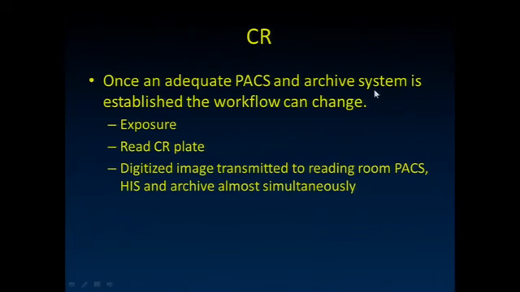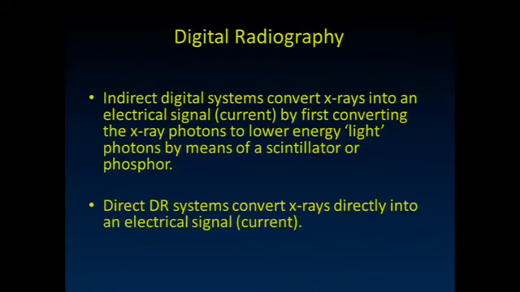Once adequate PACS, archiving systems, and networks were available, now you could expose, read the CR plate, and transmit that digitized image. And I'm sure most of you do a lot of that today. By the way, CR still predominates, although that's changing very rapidly. Direct digital imaging, I think, is going to supplant indirect digital imaging with CR, photostimulable phosphors, pretty soon, and has already in certain areas. So digital radiography is CR plus some other things. In indirect systems, we convert those X-rays into an electronic signal by first converting them to lower energy light photons, right?